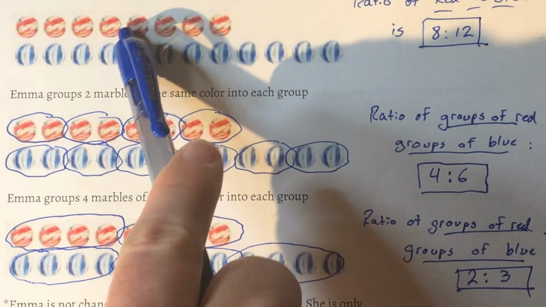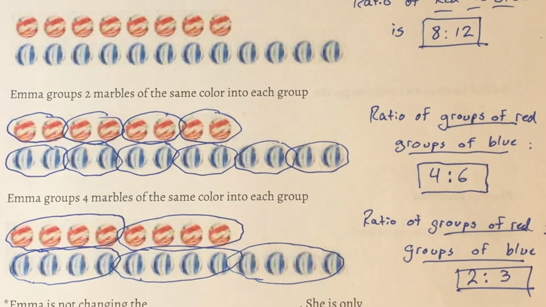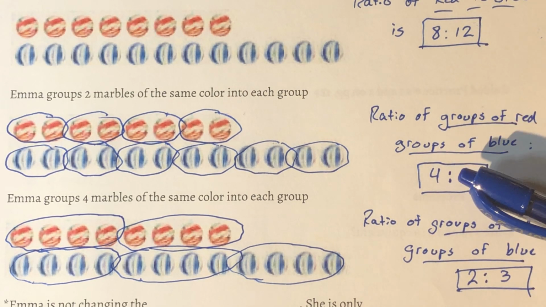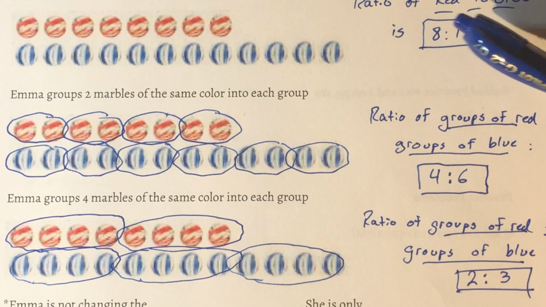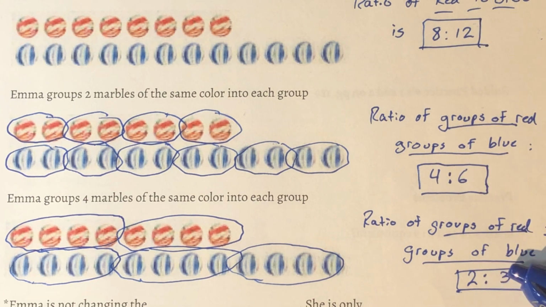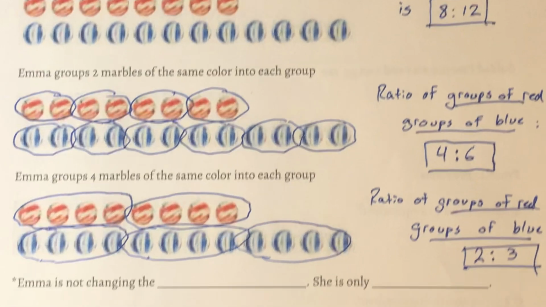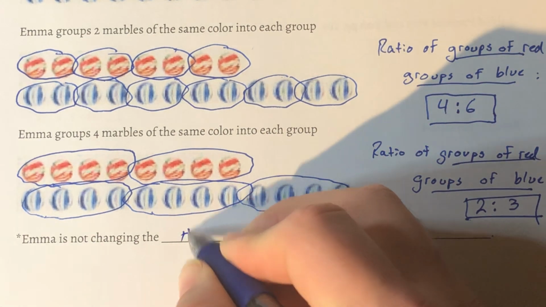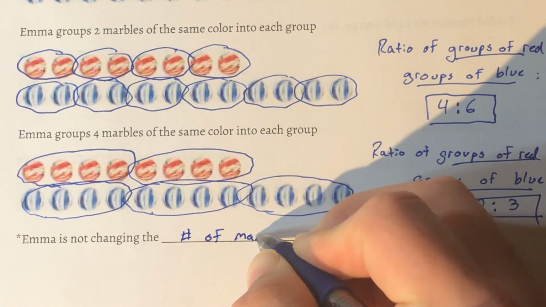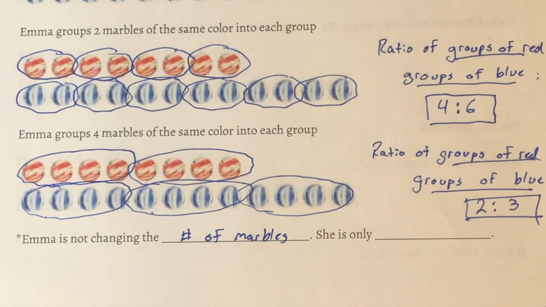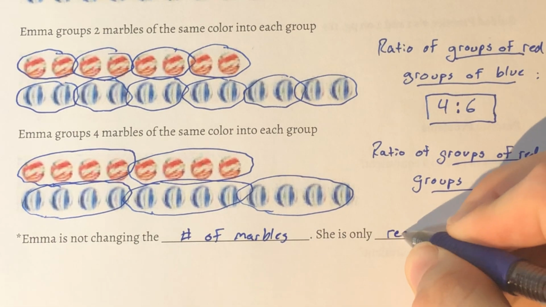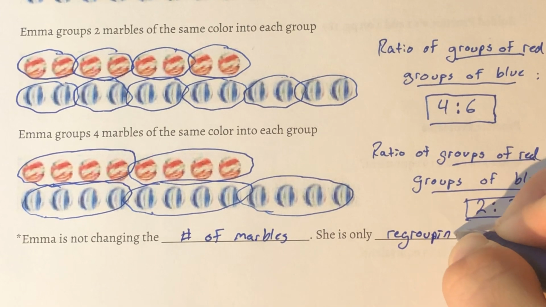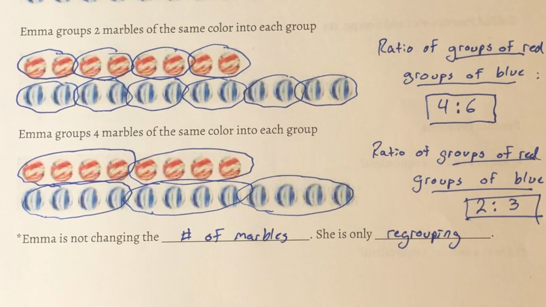So you'll notice we have not changed the number of marbles. What have we been doing? We have been regrouping them, and you'll notice the ratio numbers, or the terms in the ratio, the terms 8 and 12, they keep getting smaller and smaller. So Emma is not changing the number of marbles. What is she doing? She's only regrouping them. And this is the same thing that happens when you're simplifying fractions. You are regrouping.